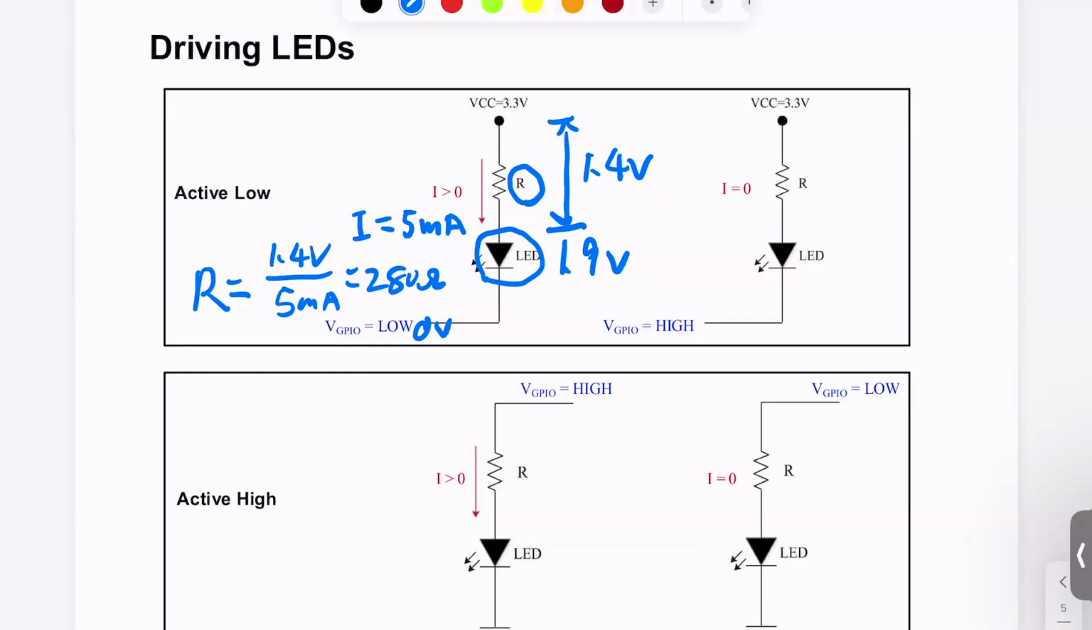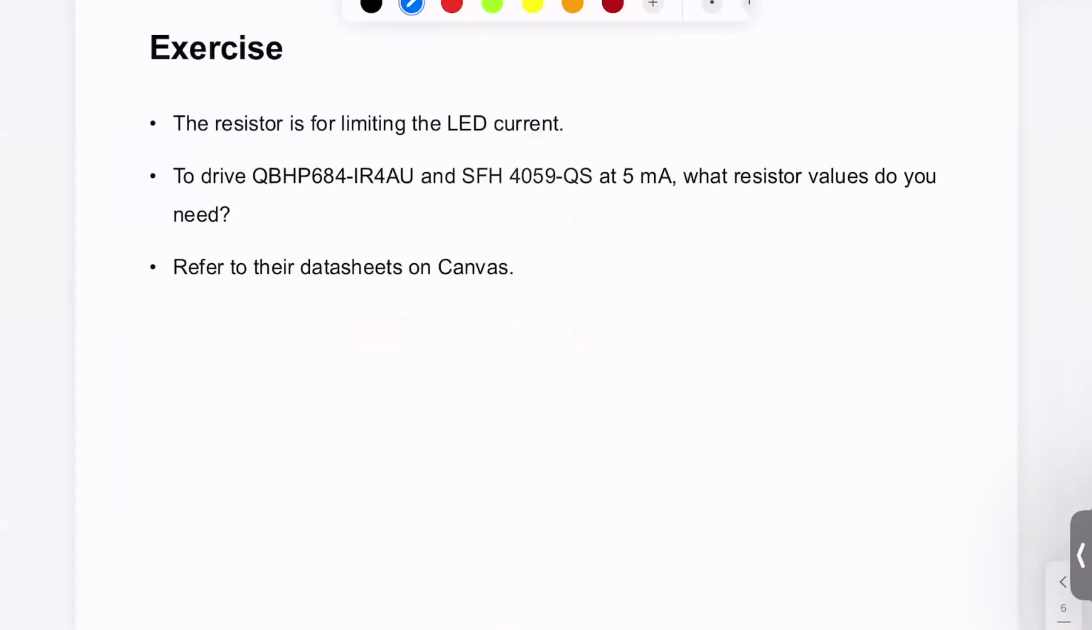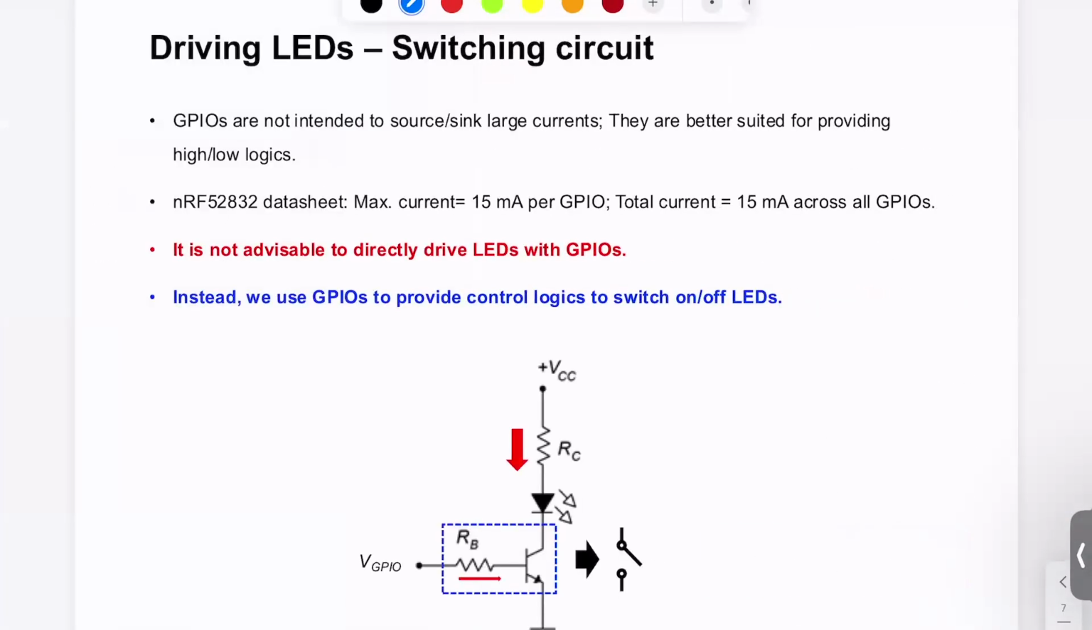All right, so the resistor here is really just used to set your LED current. Okay, and it turns out it's not a particularly good idea to drive LEDs with GPIOs directly, because GPIOs are not intended to provide or absorb large currents. So they are better suited just to provide control signals like high and low logics.